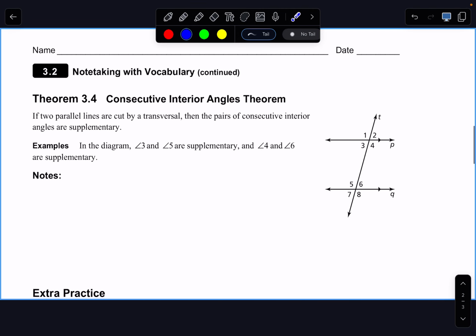Go to the next page. Now, our consecutive interior angles theorem. This theorem is on the next page because it's kind of the odd man out. If we have parallel lines cut by a transversal, then our pairs of consecutive interior angles are supplementary. So angle 3 and angle 5, those are consecutive interior angles. They are not congruent, but they are supplementary. Do you believe it? Yeah.